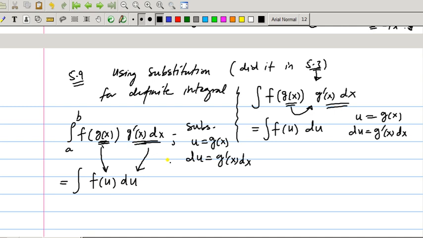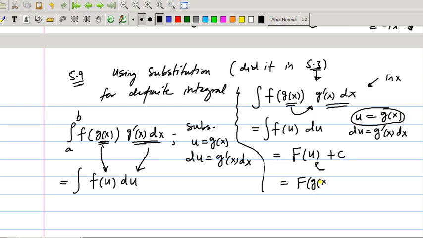Now what's the difference? The difference is, when you use substitution, then you integrate. You integrate this one and you get capital F of u plus c. And then, because my original question was in x, my answer should also be in x. So what we do, we replace u is equal to g(x) in my final answer, and that's my answer. We replace u back. This is what we did in 5.3.